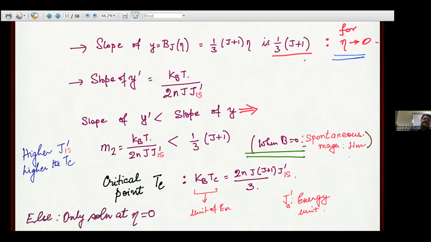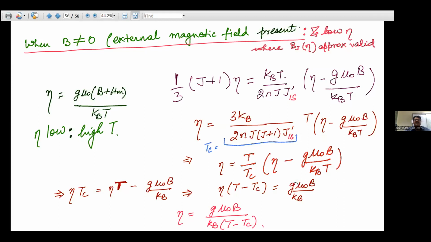The exact Tc you can get only by getting the partition function and doing the exact calculation. Here you have done a mean field calculation. The mean field critical point is given by 2n. As the number of neighbors increases, the critical temperature increases. As J increases, the critical temperature increases. The energy of interaction increases, the critical temperature increases, right? On both sides of the equation you have units of energy.